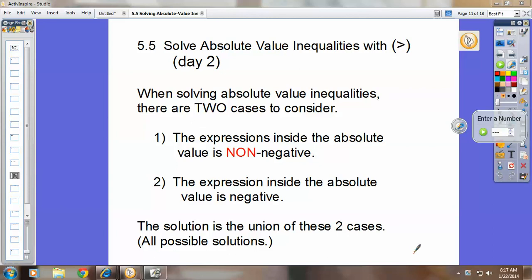Now today you're going to see the "or" problems. The ors use the symbol greater than or equal to. So on the top of your notes, if you haven't already, let's title your notes Solving Absolute Value Inequalities.